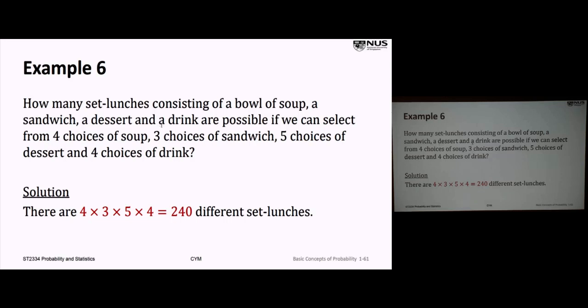So first of all, if I have a soup, I've got, of course, 4 choices. I get my sandwich, I have 3 choices. I get my dessert, I've got 5 choices. And I get my drink, which is 4 choices. I multiply them all together. That's what the bottom says. And apparently there are 240 different set lunches, so there's some variety there.